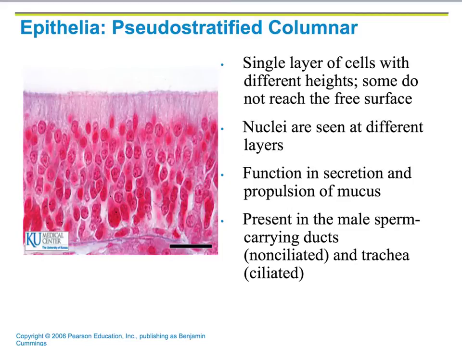So it appears you've got multiple layers, but you really don't. It's actually a single layer of cells. These typically secrete mucus, and you find these in sperm-carrying ducts and also in the trachea.